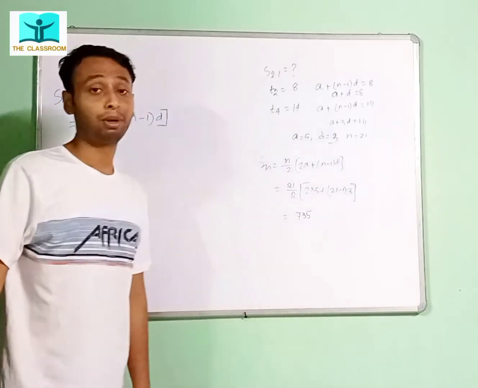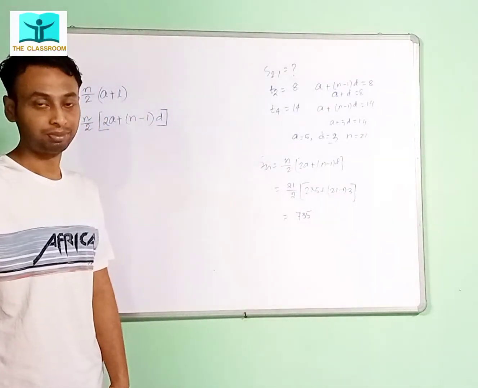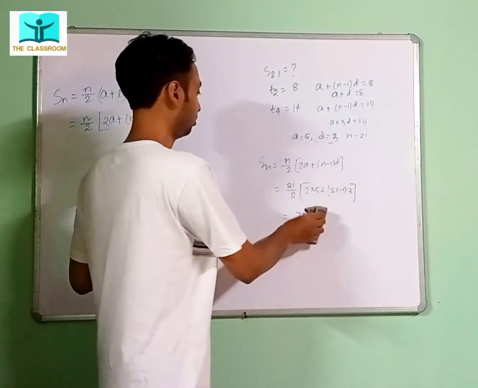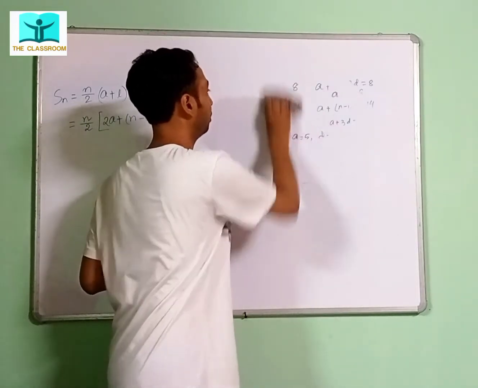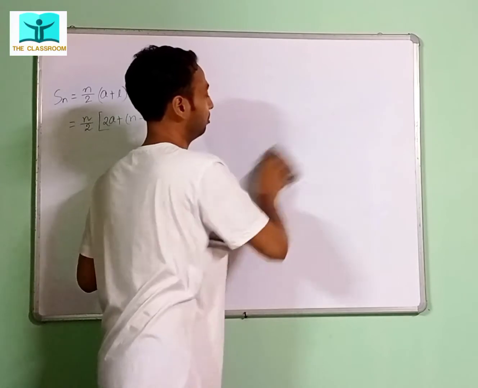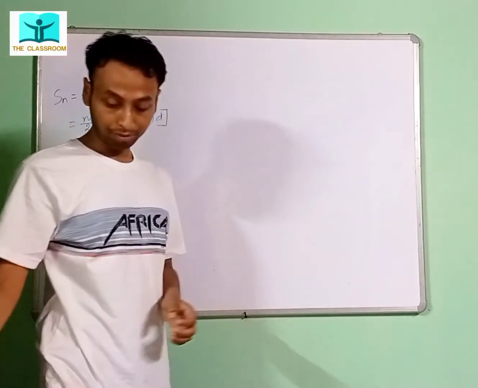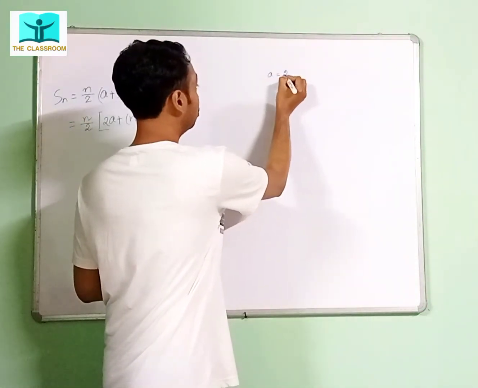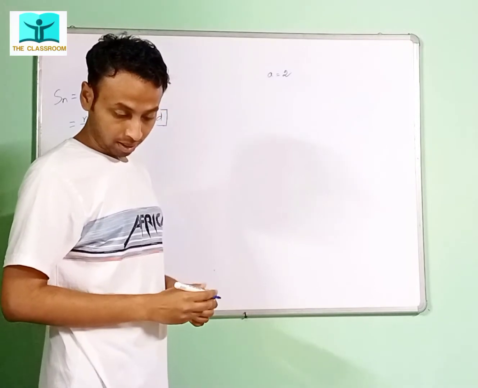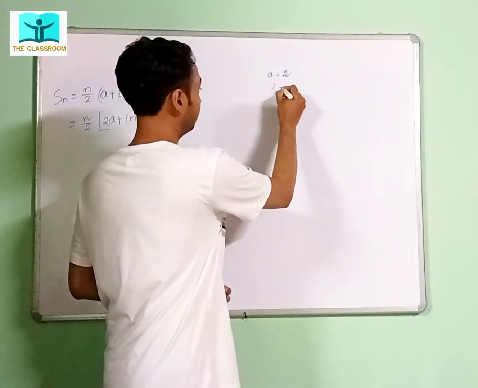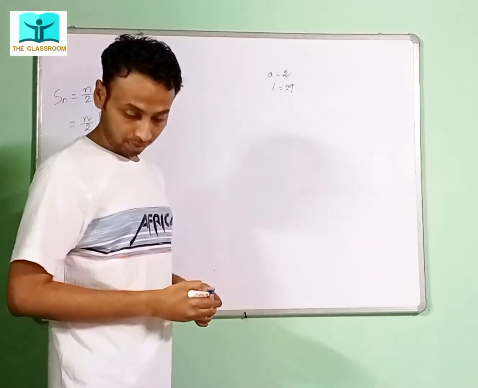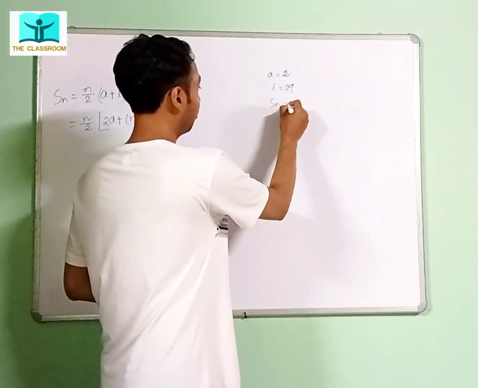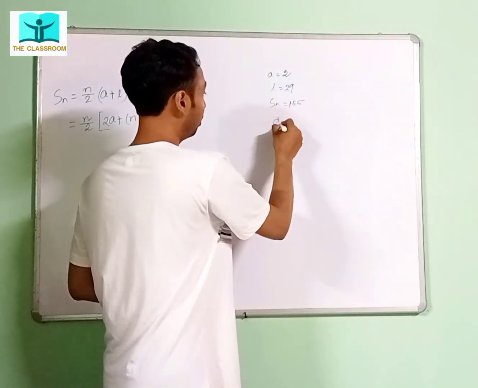Let's do the third and last problem of this video. The information is given like this: the first term a is 2, the last term is 29, and the sum of the terms is 155, that is Sn equals 155. You have to find the value of d.